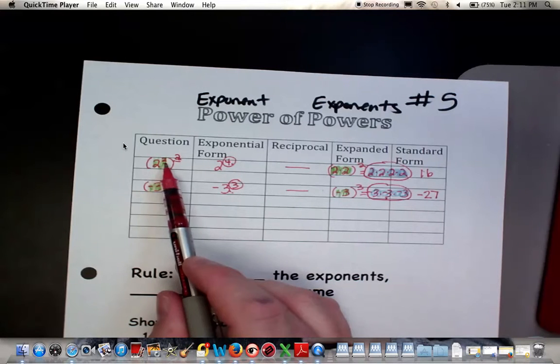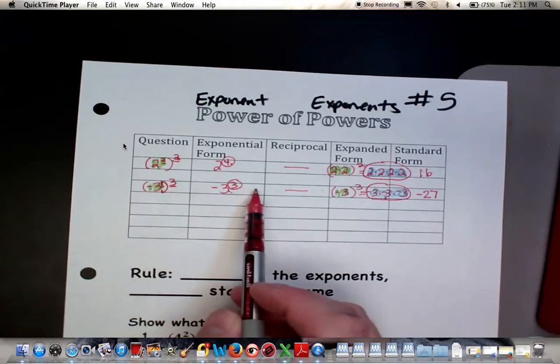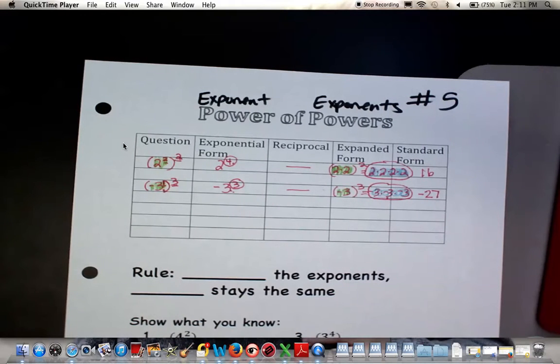Can I multiply 2 times 2 to get 4? And multiply 1 times 3 to get 3? Maybe that might be the rule. Let's try that rule of multiplication and see if that works out. Okay, let's just see if it does.